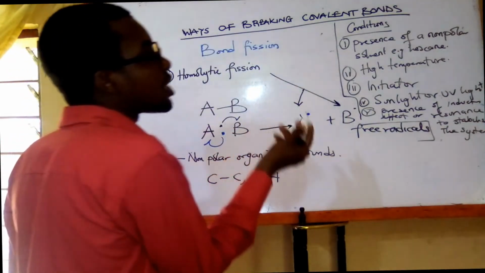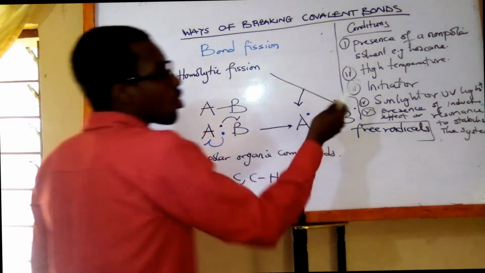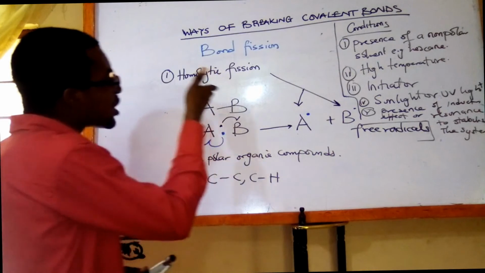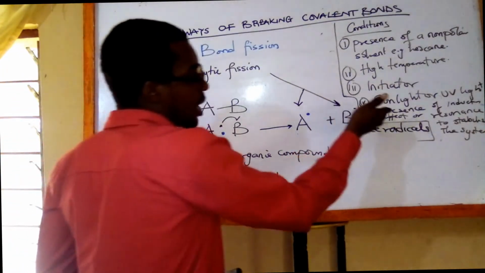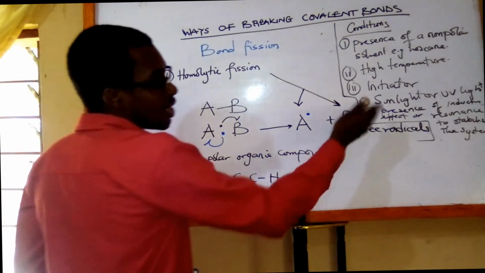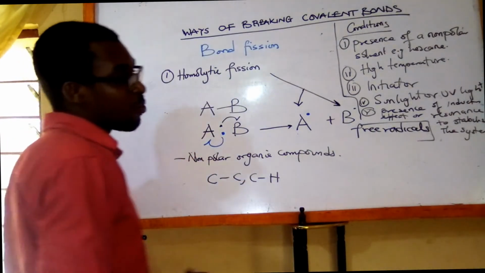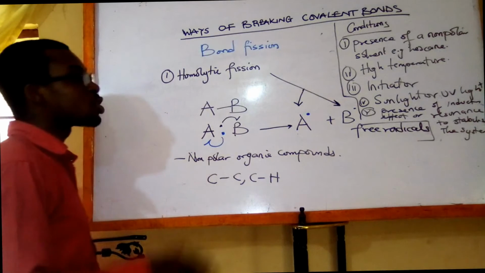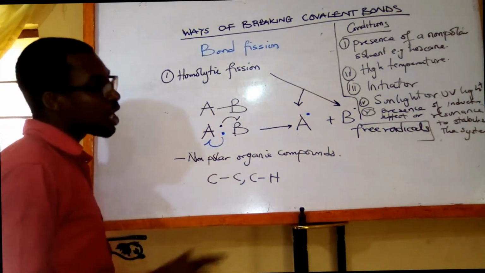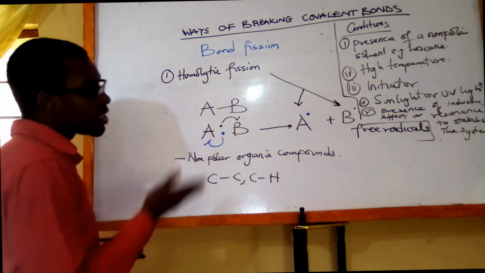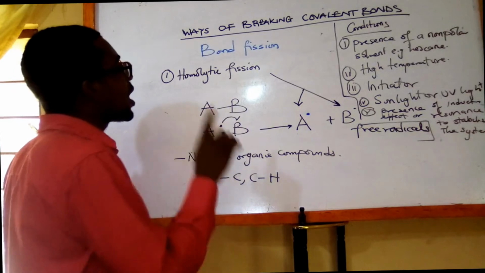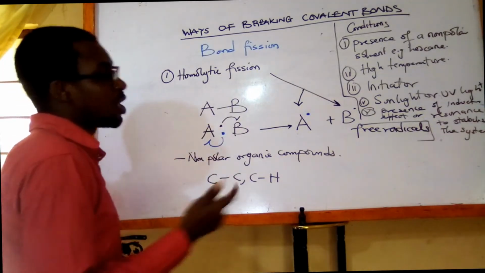So I've mentioned the conditions. The first one is the presence of a non-polar solvent. The second one is high temperature. Then you need something that initiates the homolytic fission, and most of the time they're peroxides. Then sunlight or UV light. Then the presence of inductive effect or resonance effect to stabilize the system. Once you have that, homolytic fission can occur, but it's more prevalent in non-polar organic compounds. Now, the next one is heterolytic fission, and let's look at it.